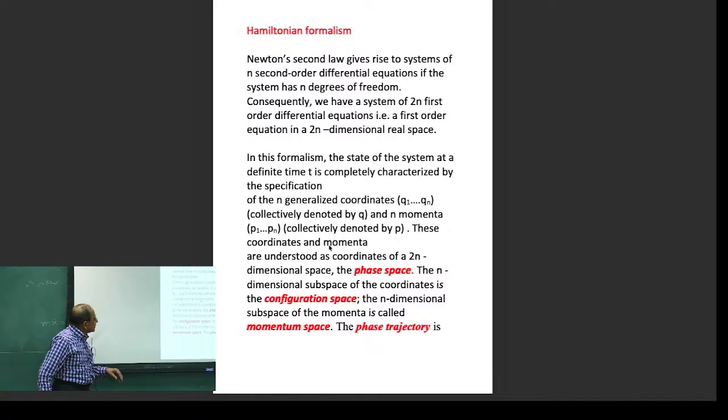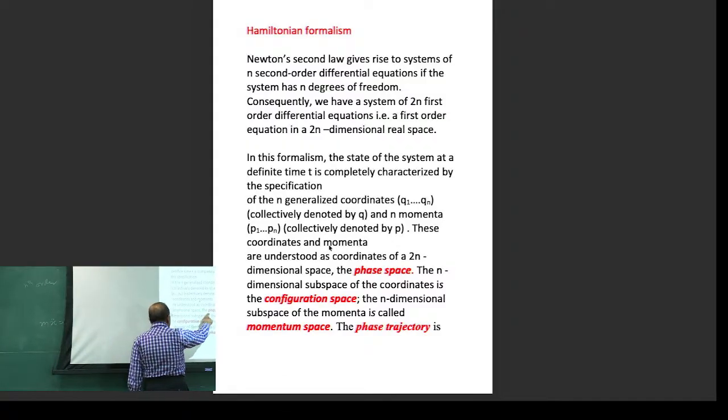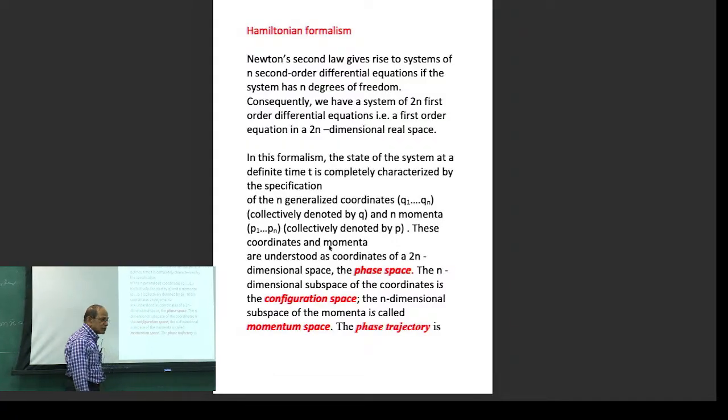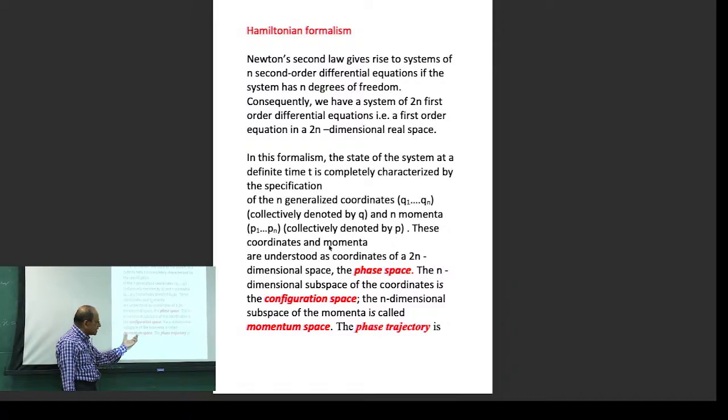Okay. The 2n-dimensional space in which we will consider the evolution to take place. Suppose you have a system with n degrees of freedom; you require n coordinates and the corresponding n momenta. Then the space in which the evolution will take place is called the phase space. If you consider only the coordinates, they form a space called configuration space, and if you consider only the momenta, they form momentum space.